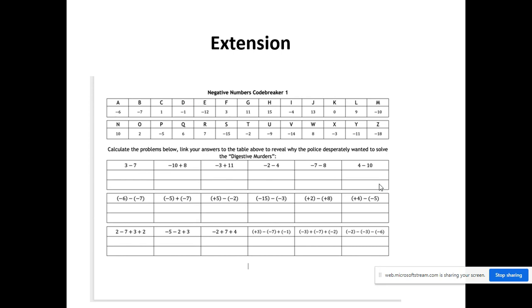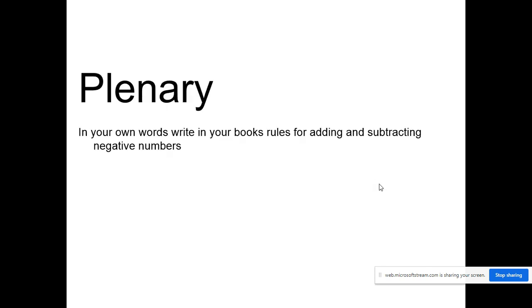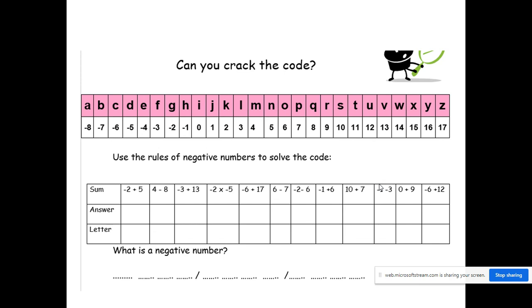Have a go at this one. This is a little bit more fun. It's like a negative numbers code breaker. So have a go at this one actually. Basically work out the answers from the sums, and then afterwards, what I'd like you to do is crack the code. So when you write the answers down, write down its corresponding letter, and it will tell you something. Okay, it's an interesting code. So have a go at this.